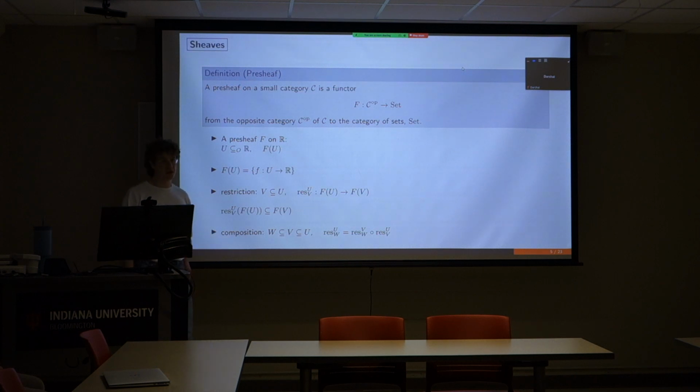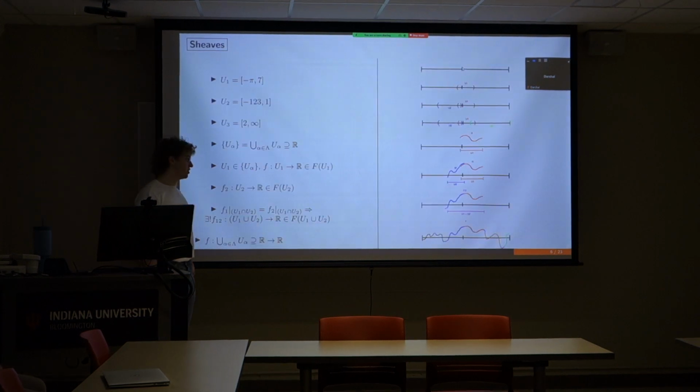Again, pre-sheaves should come with some compatibility. If we look at three open intervals, the biggest one is the open interval U, a smaller open interval V contained in U, and the smallest open interval W contained in both V and U. If we restrict the set of continuous functions from U to W, then this is the same as first restricting from U to V, and then from V to W.